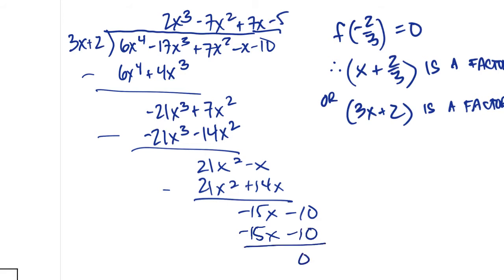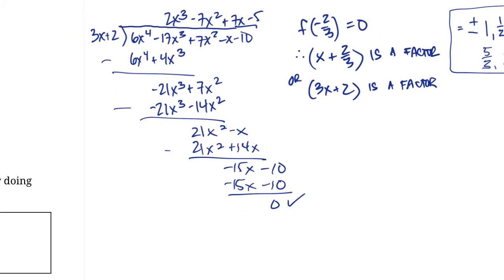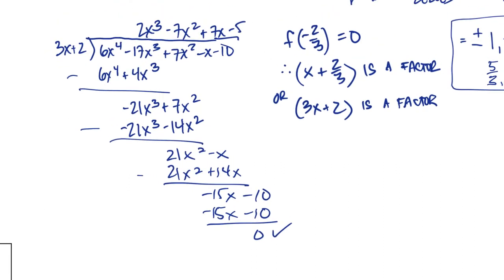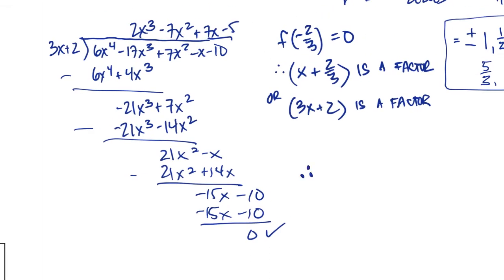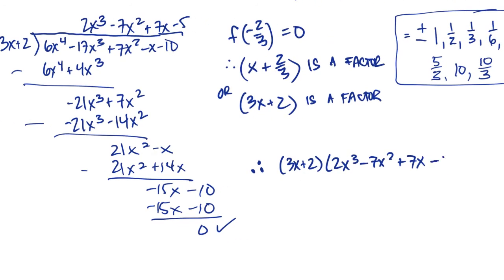Good. It checks out that it's a factor. Remember, it should come out to 0. The remainder should come out to 0 if it was correctly a factor. So that's what I get. The simplified version is that. So I factored it. Therefore, it's equal to 3x plus 2, and then 2x cubed minus 7x squared plus 7x minus 5. There we go. So that's our new factored form.